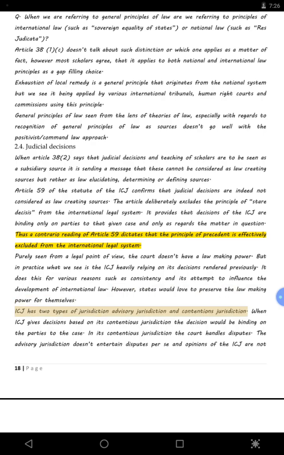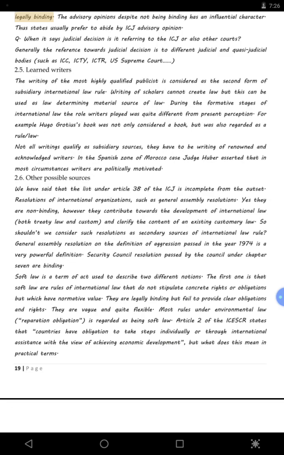ICJ has two types of jurisdiction: advisory jurisdiction and contentious jurisdiction. When ICJ gives decisions based on its contentious jurisdiction, the decision would be binding on the parties to the case. In its contentious jurisdiction, the court handles disputes. The advisory jurisdiction doesn't entertain disputes per se, and opinions of the ICJ are not legally binding. The advisory opinions, despite not being binding, have an influential character. Thus, states usually prefer to abide by ICJ advisory opinions.